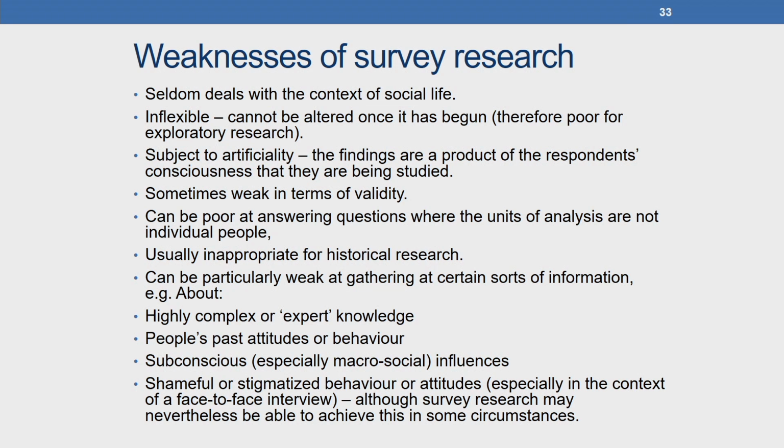It is subject to artificiality. The findings are a product of the respondents' consciousness that they are being studied. Sometimes it is weak in terms of validity. It can be poor at answering questions where the unit of analysis is not individual people, usually inappropriate for historical research, and can be particularly weak at gathering certain sorts of information. For example, highly complex or expert knowledge, people's past attitudes or behavior, subconscious influences, stigmatized behavior or attitudes, and so on. Although survey research may nevertheless be able to achieve this in some circumstances.